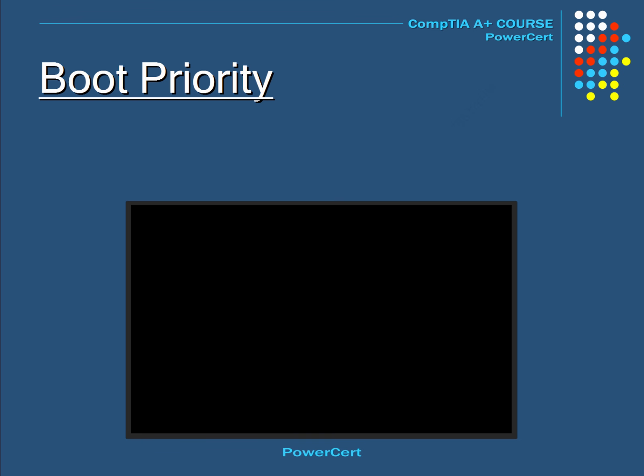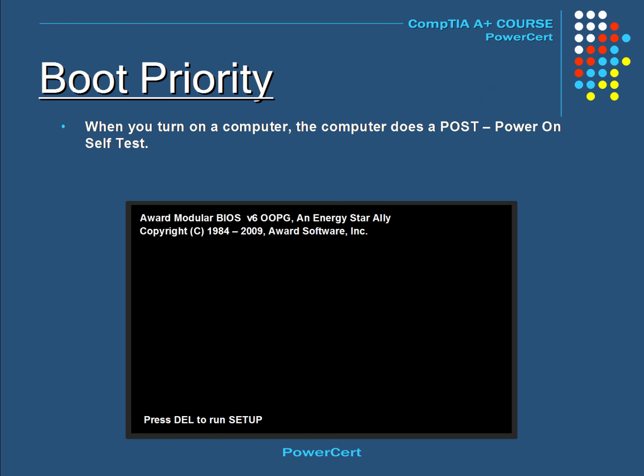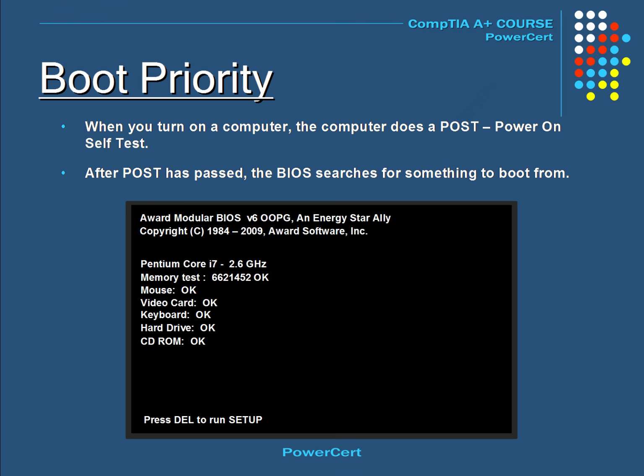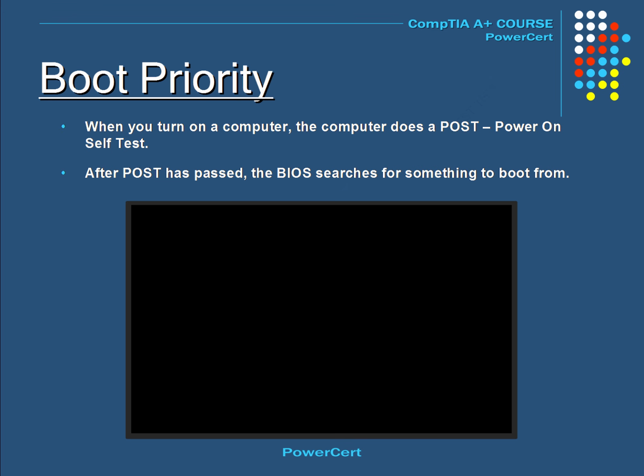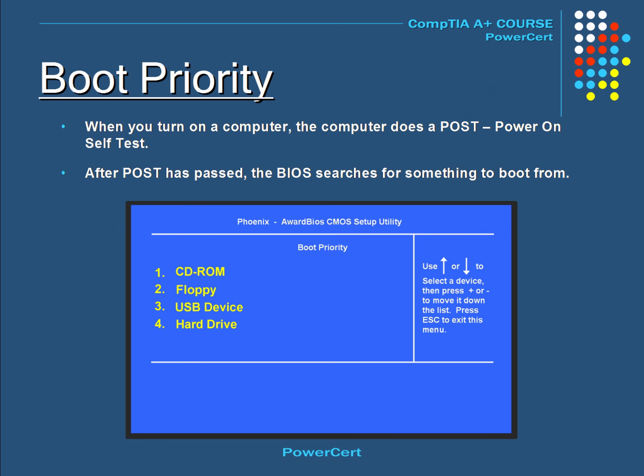When you turn on a computer, the computer does what's called a power-on self-test, or POST, that is run by the BIOS. It tests the computer to make sure all the requirements are met and the hardware is working correctly before continuing. And after POST is passed, the BIOS searches for something to boot from, such as an operating system, which is typically loaded on the hard drive. But the computer doesn't necessarily have to boot to an operating system. It can also boot from other things, such as a CD or DVD disc, floppy disk, or USB flash drive, just as long as those things have the necessary boot files on them.